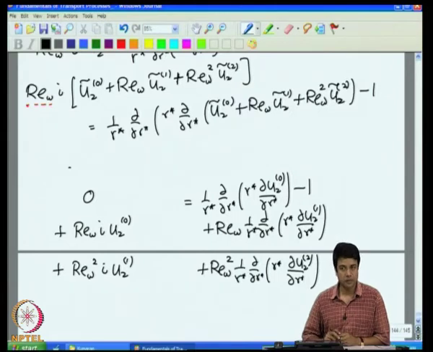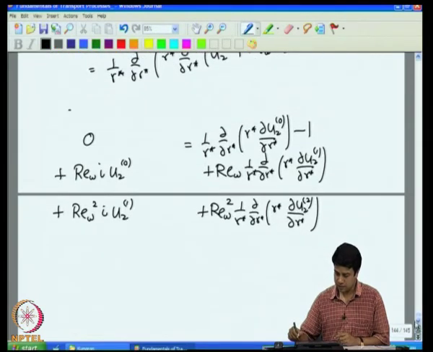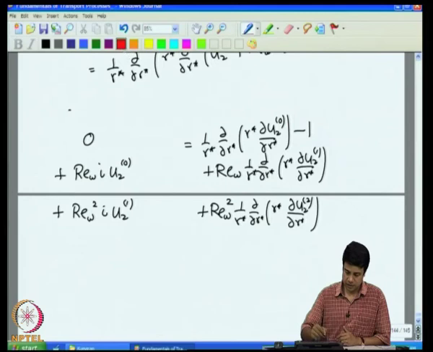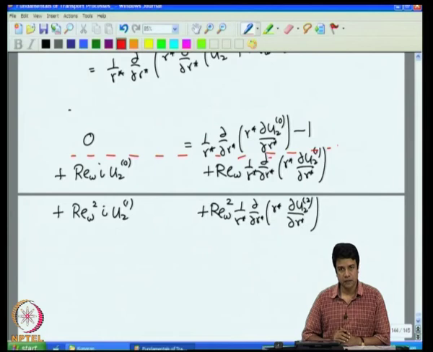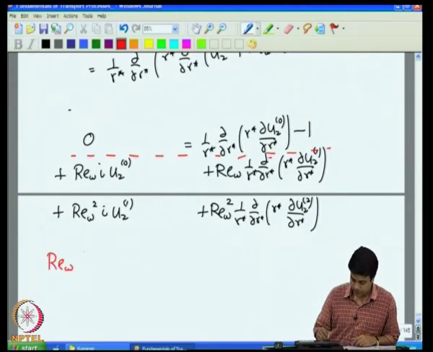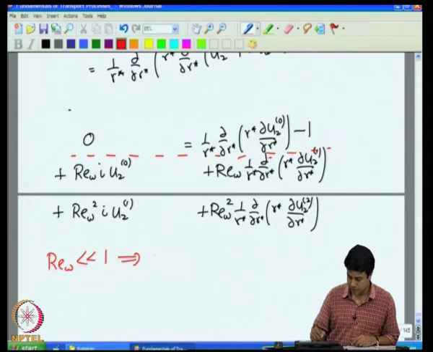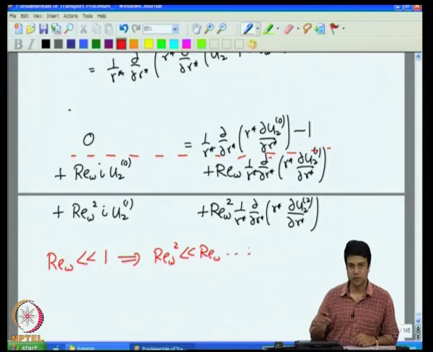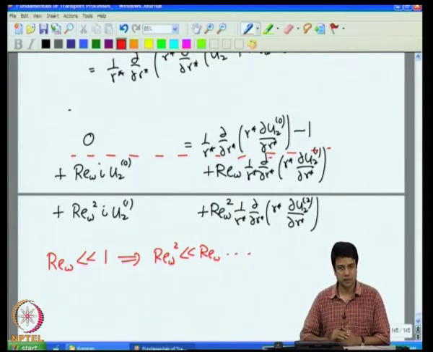Okay. Now, I am taking the limit as Re omega goes to 0. So, when I take the limit Re omega goes to 0, if Re omega were identically equal to 0, then there will be only the first term, the underlined term, that is entering into the balance. Okay. But of course, Re omega is small, but not 0. In that case, if Re omega is very much less than 1, that implies that Re omega squared is small compared to Re omega, etcetera. Re omega cubed is small compared to Re omega squared and so on.